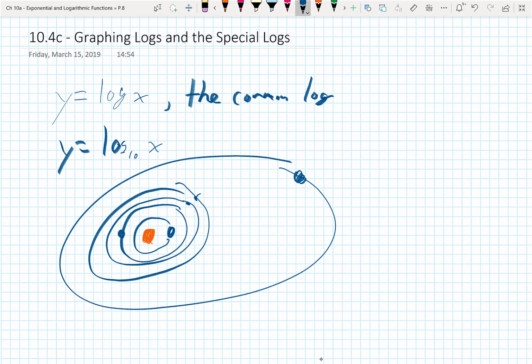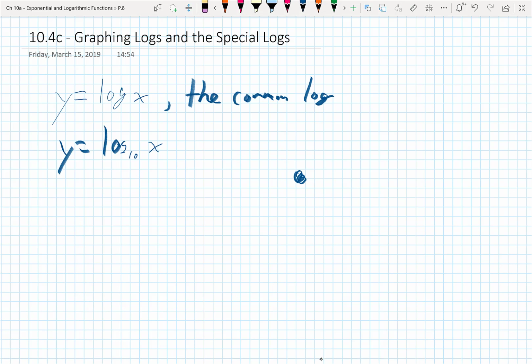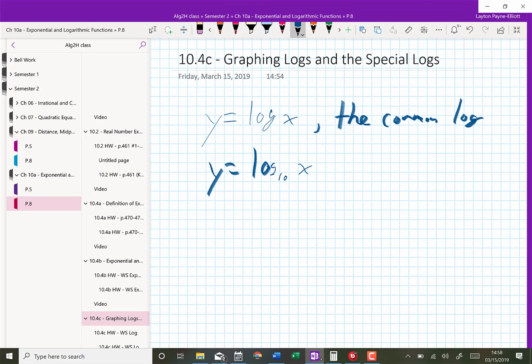If you've ever done solar system scales, you'll realize that if I start doing Pluto, I would really have to go off page here. And if I did everything else, if that was the orbit of Pluto, then the inner solar system would look really, really tiny. We can't really do the solar system to scale on a page. What you can do is do the solar system on what's called a logarithmic scale.